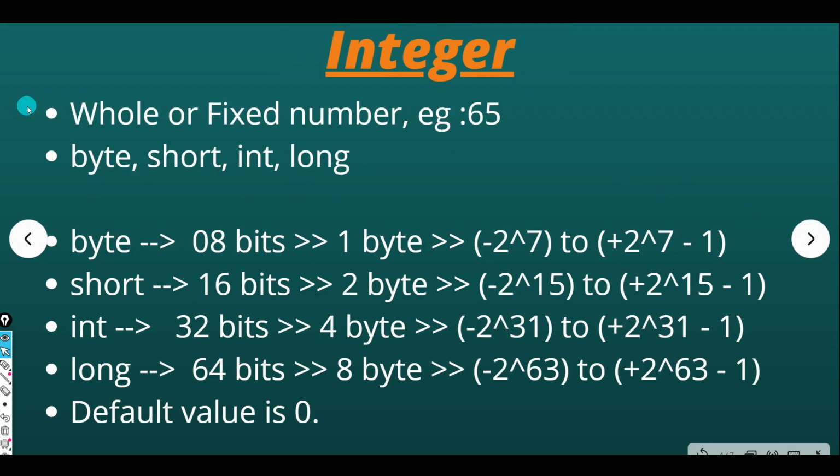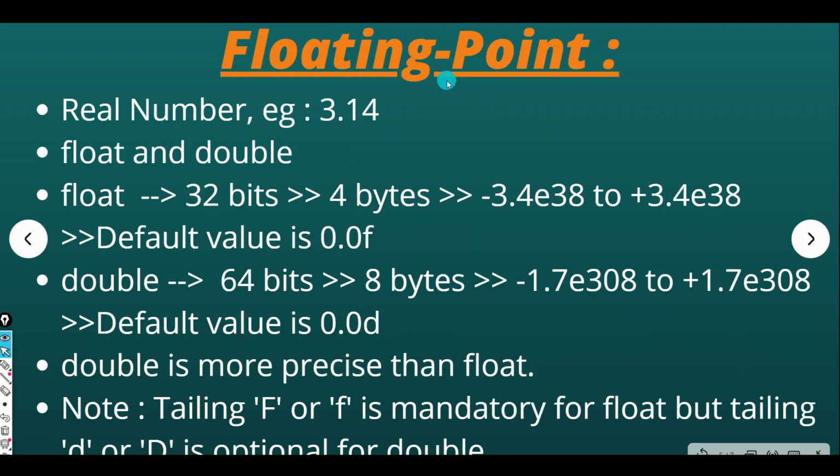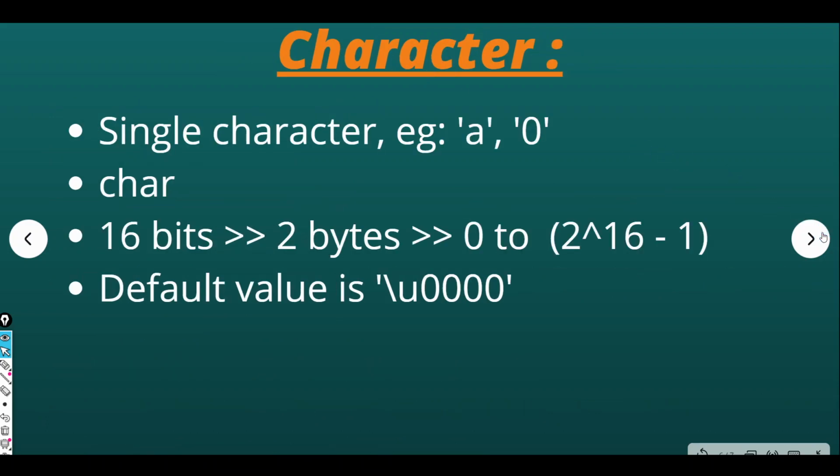In the integer I said they are fixed numbers and the difference between byte, short, int, long was the size and the ranges, right? And the default value for double was 0. In the floating point section I said they are real numbers, for example having a decimal value. If you are not giving any decimal to the float variable, then there is no need of trailing f. But if you are giving decimal points, you need to give the trailing f. And in the double I said trailing d is not mandatory, it's optional, up to you.